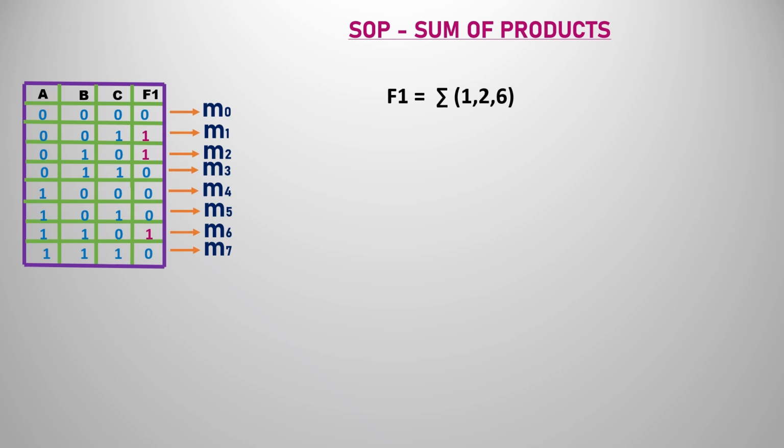Remember each and every term, corresponding to 1. If you take the first term, we have 1 to 6; the first one is 1, that is 001. So we have to represent the expanded format as A bar, B bar and C. That is the first term. And the second term, the second output, that is 2, so that is A bar, B, C bar. The third one is 6, that is 110, so A, B, C bar. We have to add these 3 terms so that we can get the final output F1.